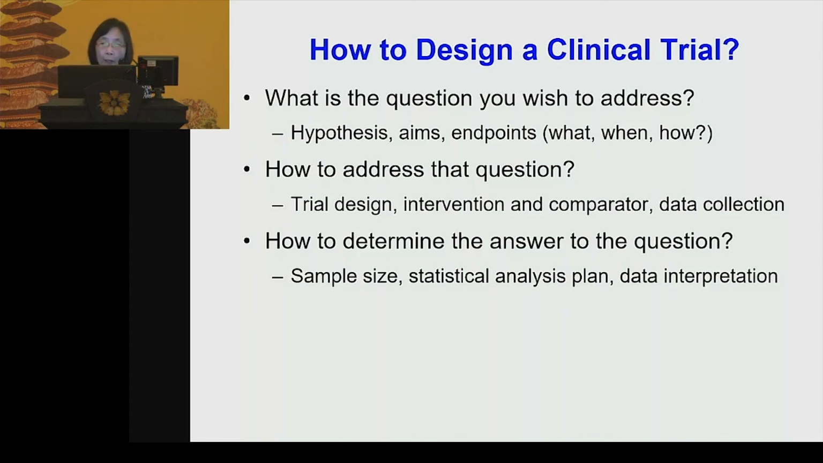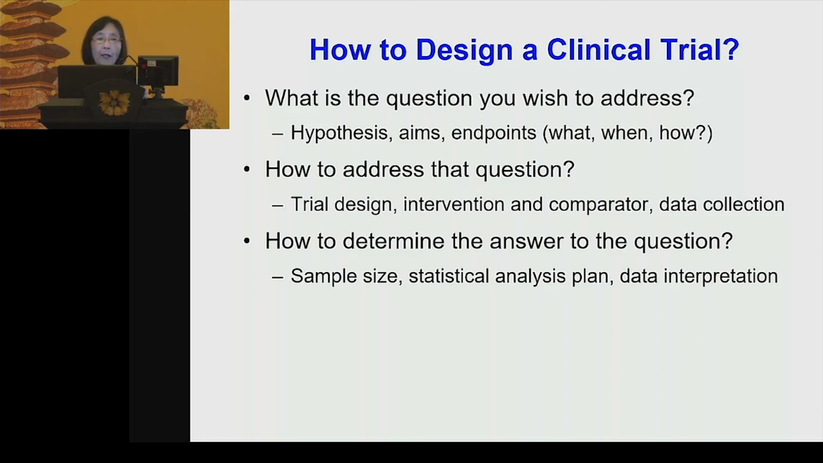So when you're trying to design a clinical trial, there are several key questions. The first question is, well, what is the question you try to address? What do I want to prove? What is my hypothesis? What are the aims? And what are the endpoints? Now, endpoints are the most important element of a clinical trial. You have to be able to specify what, when, and how. And I'll show you some examples later on.